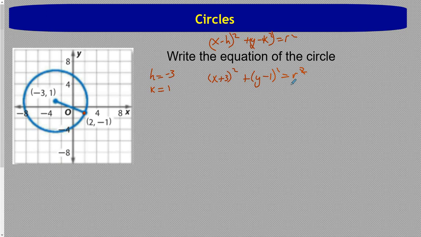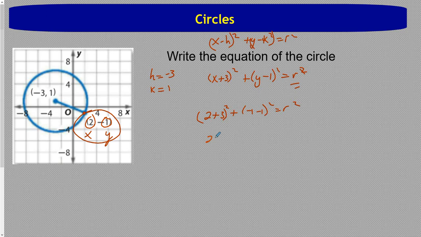Now I don't know r, but I need it for my equation. I can't leave that a variable. I don't know r, but I do know an x and a y. So if I plug that point in, I can solve for the radius. So 2 plus 3 squared plus y, not y, -1 minus 1 squared equals r squared. I just plugged in 2 for x and -1 for y.